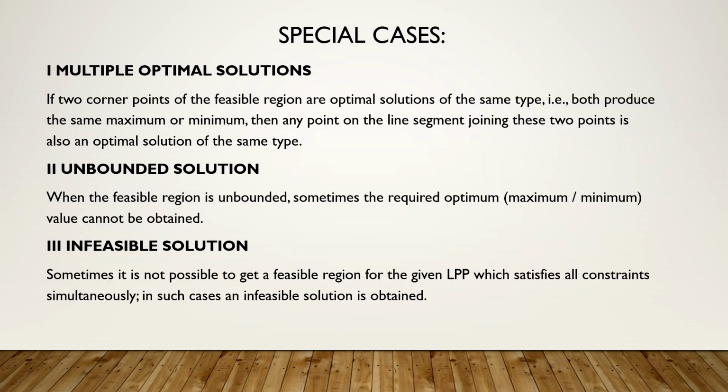Now see, some special cases can also occur when problems are solved by the graphical method. We will take one example for each case to understand it properly. First thing is sometimes you can get multiple optimal solutions. We will see this with the help of an example.